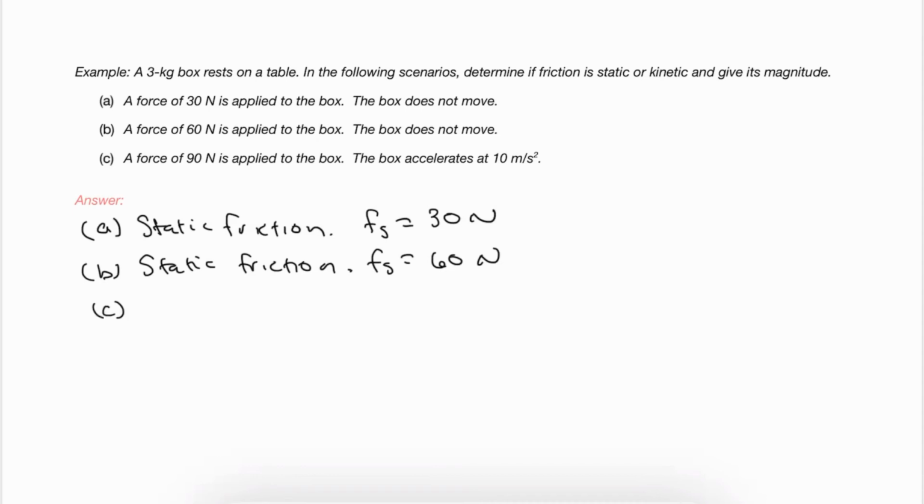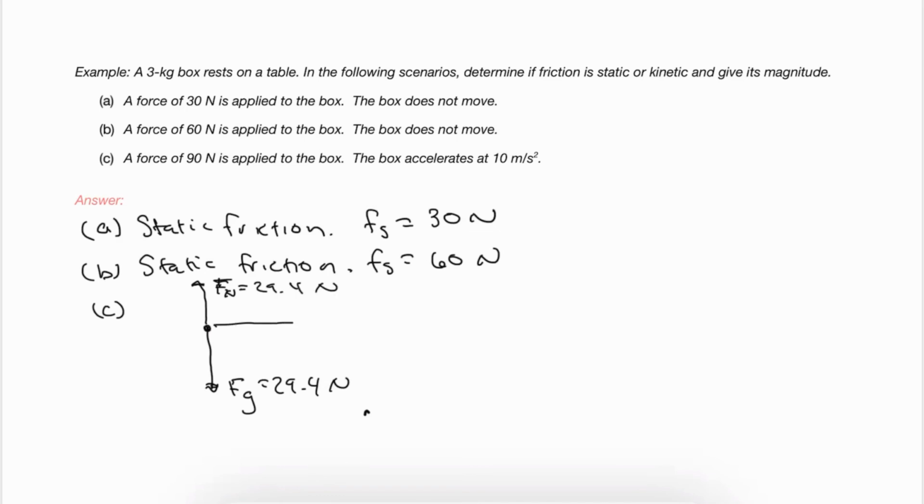In part C, this is going to be kinetic friction because the box is accelerating and therefore moving. Let's draw a free body diagram to help us identify how big that kinetic friction force is. In this case, the force of gravity is the first force we should draw, and it's equal to 29.4 newtons because the mass is 3 kilograms. The normal force is going to exactly balance out gravity, so it's also 29.4 newtons.